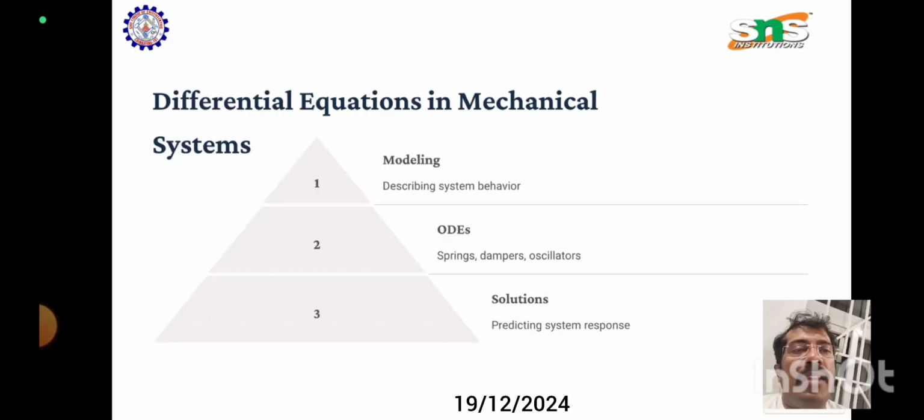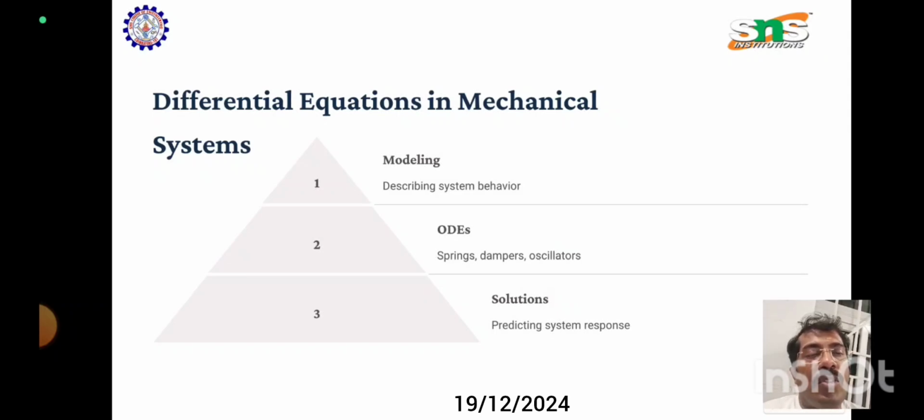So differential equations play a very important role in mechanical engineering. For example, as we just saw, it is important in kinematics and in many important areas of mechanical engineering. So in this series, the very important concept is mathematical modeling, that is describing the system behavior using mathematical modeling, where we come across various differential equations.